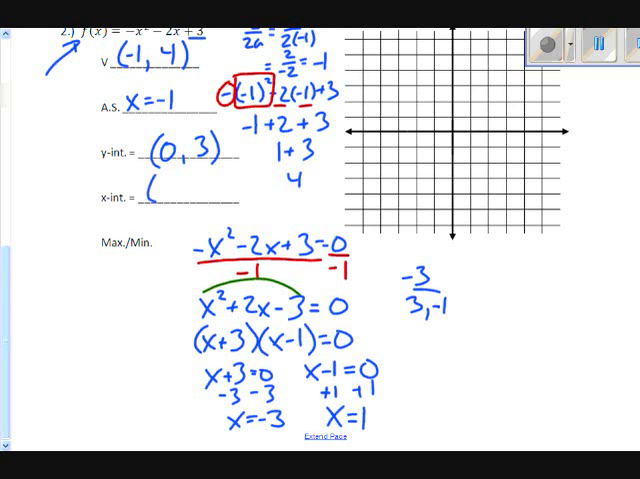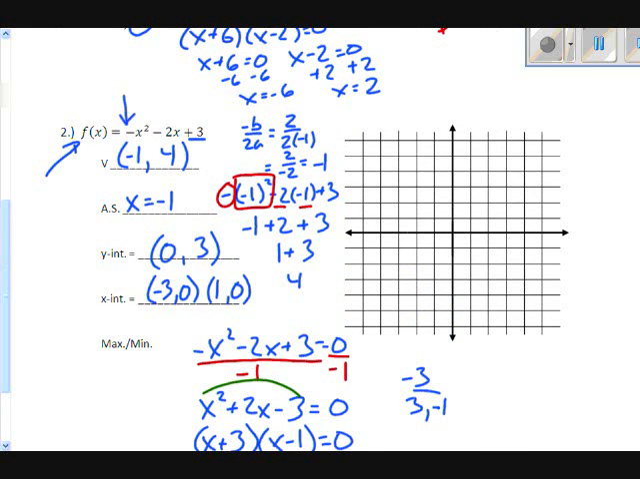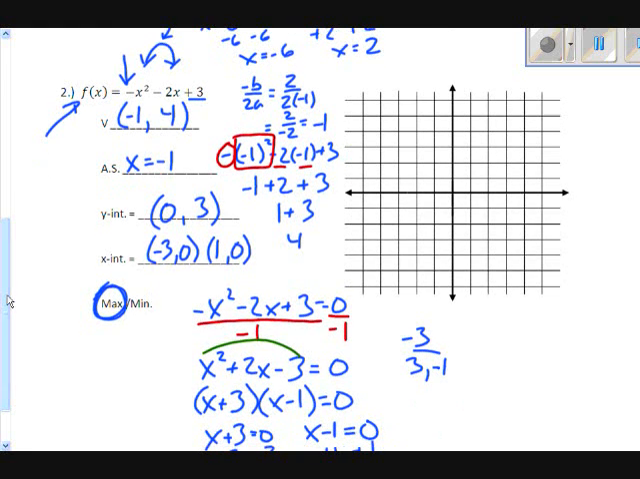And again, keep in mind that they mean two separate things. A negative 3, 0, and a positive 1, 0. It's two separate ordered pairs. All right? And again, looking back at this guy, the a value was a negative, which means this is going to open down. It's going to be a sad parabola, which means my vertex is up here at the top. So it's a maximum. And we'll see that when I go to graph it.